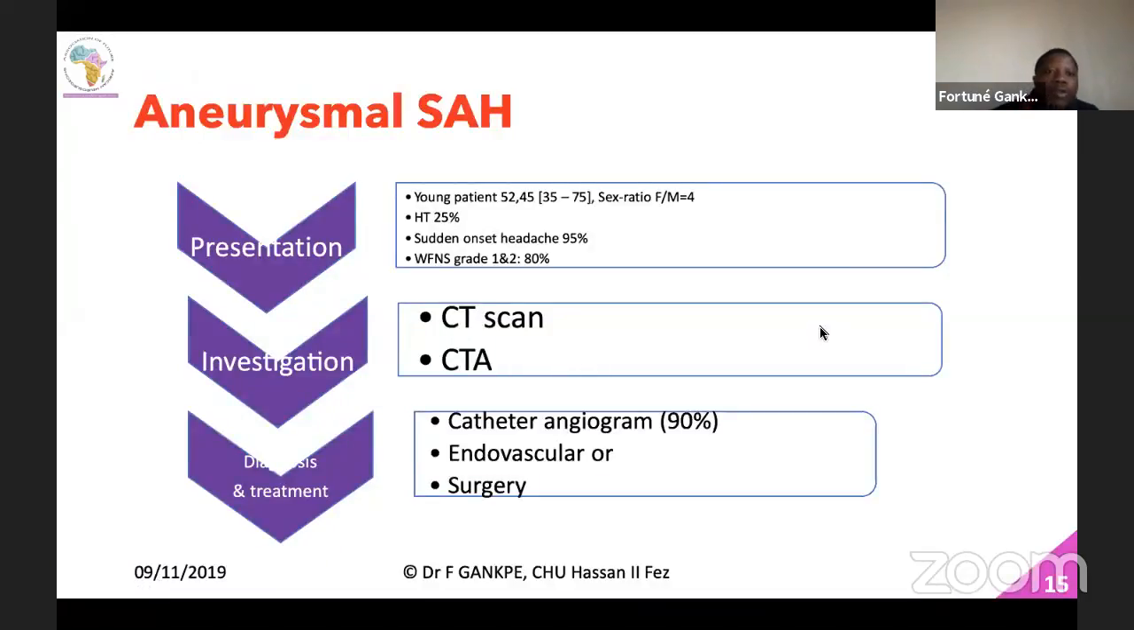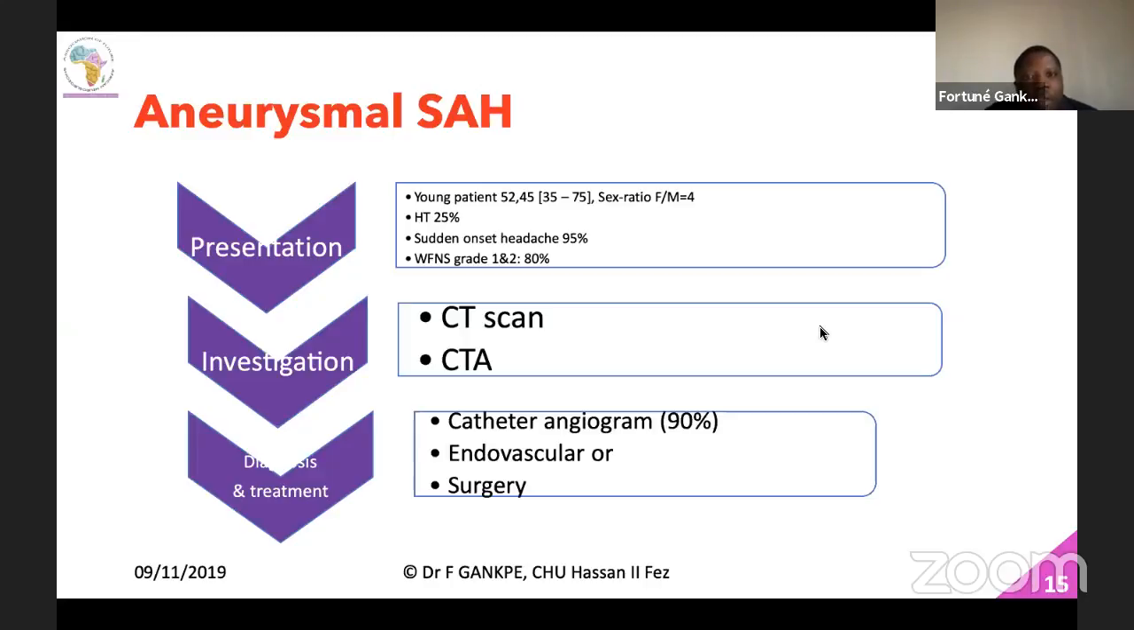Okay, here I want to summarize what we do in our department when the patient comes and we suspect subarachnoid hemorrhage. In our department, for example, our patients are young. The mean age was 52 years old, range from 33 to 75, and females are more concerned in our department. Hypertension was found in 25% of our patients.